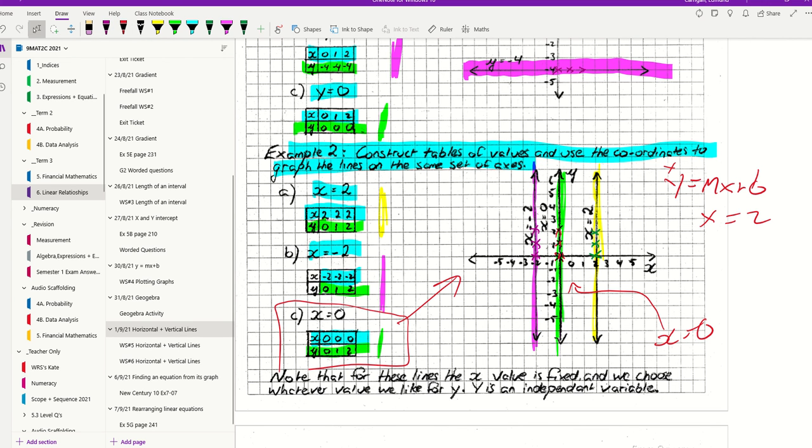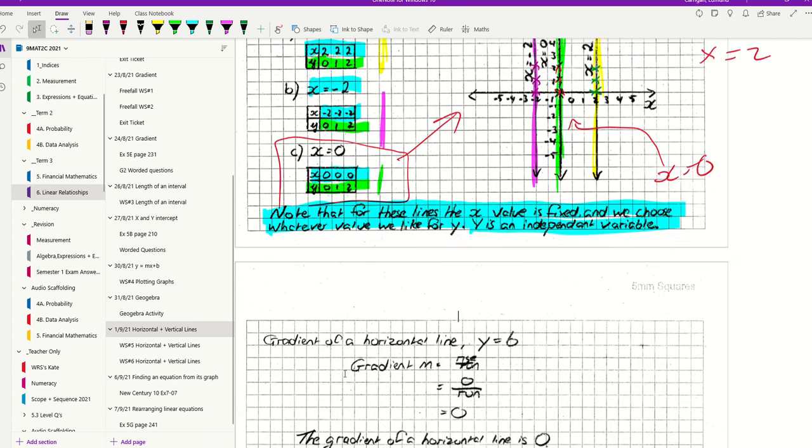So what I wrote down here is a note: for these lines, the x value is fixed and we choose whatever value we like for y. Y is an independent variable for these questions. Okay, so let's have a look.